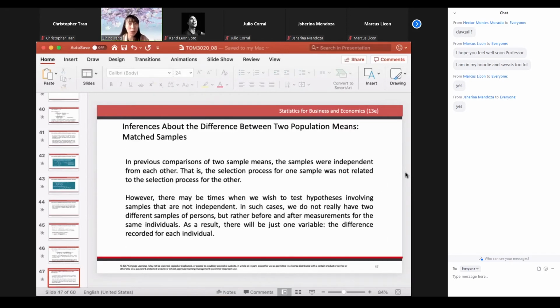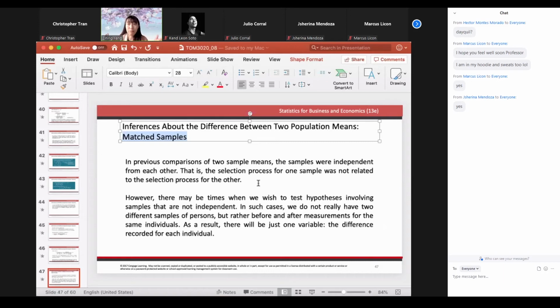Those are really a repetition of what we learned before. But I do want to spend a little time on this new topic. So when we have two populations, and then obviously two samples, sample 1 from population 1, and sample 2 from population 2.